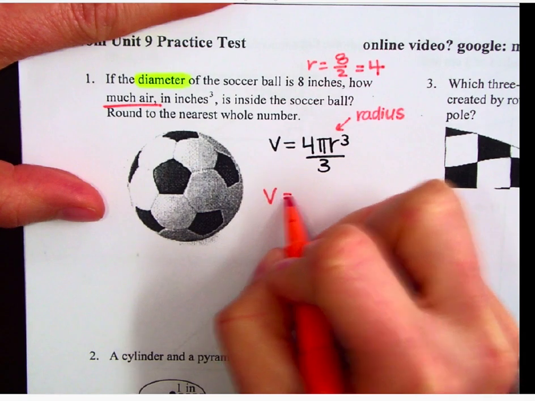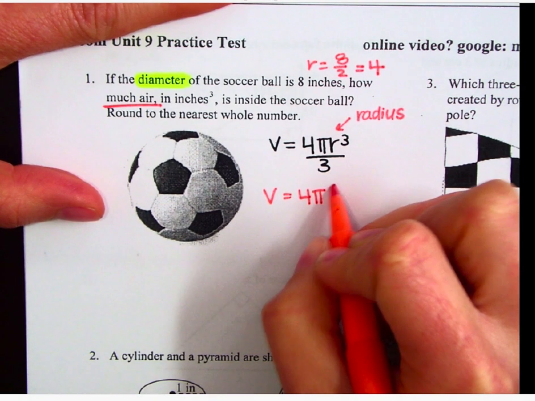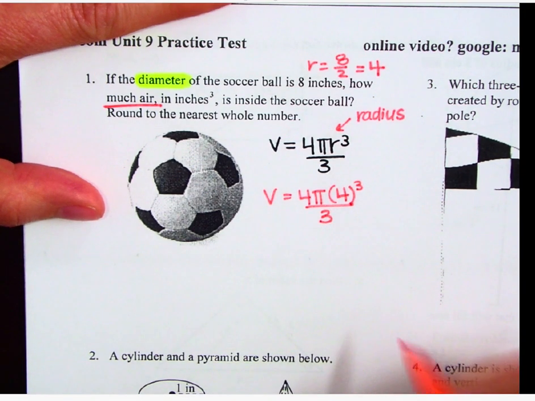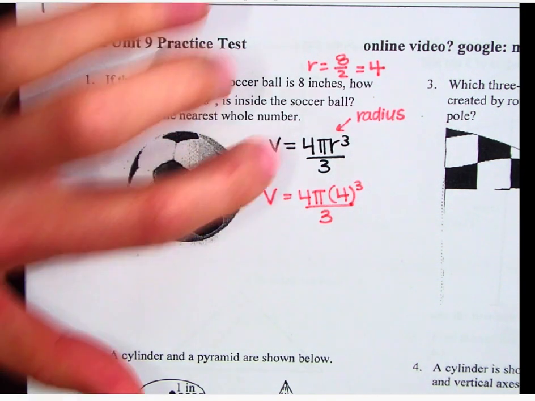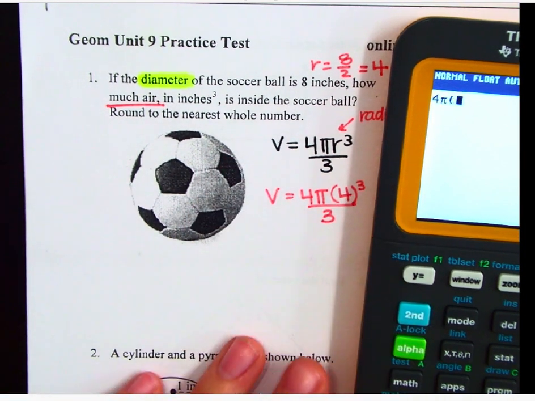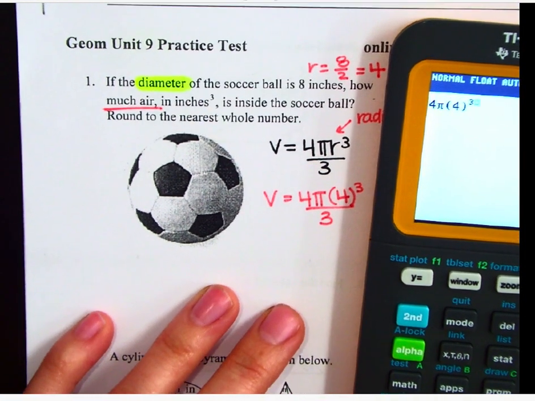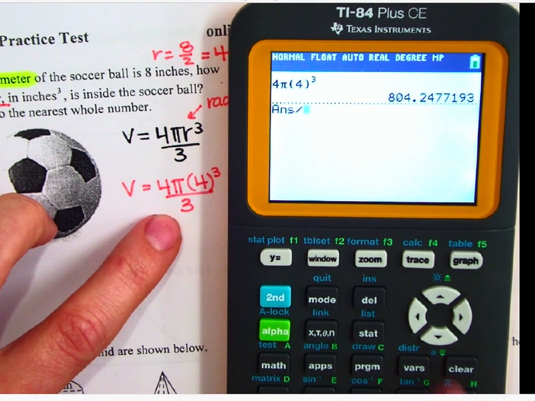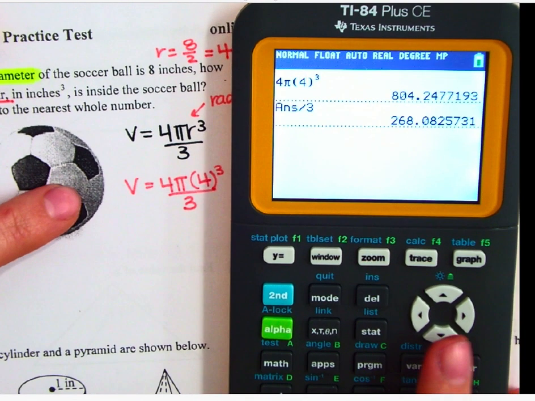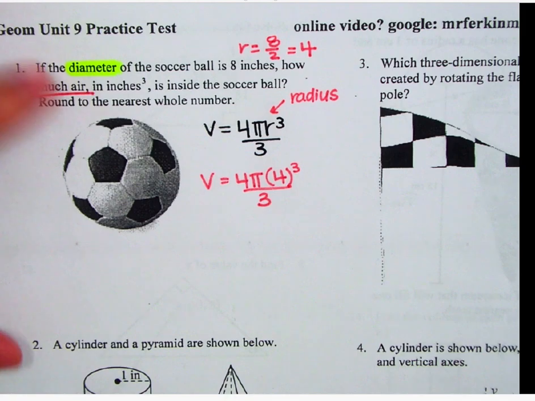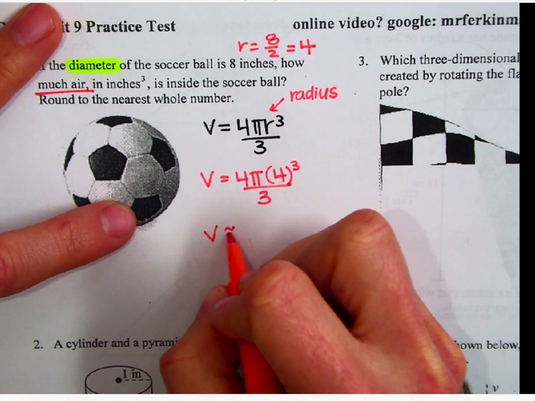So I'm going to plug 4 into my volume of a sphere formula. Again, I wrote that already. Now we're just going to plug it in to the calculator. Okay, so I'm going to do this for the numerator. Then I'm going to hit divided by 3, and this gives us about 268 inches cubed when we round.